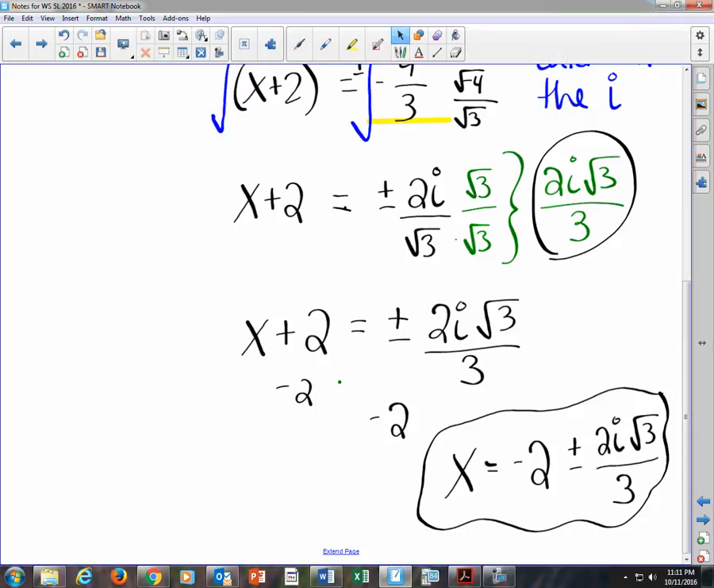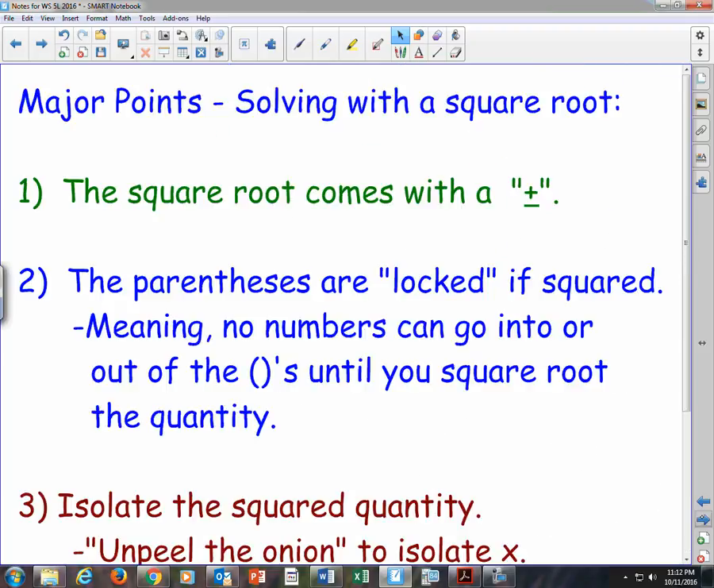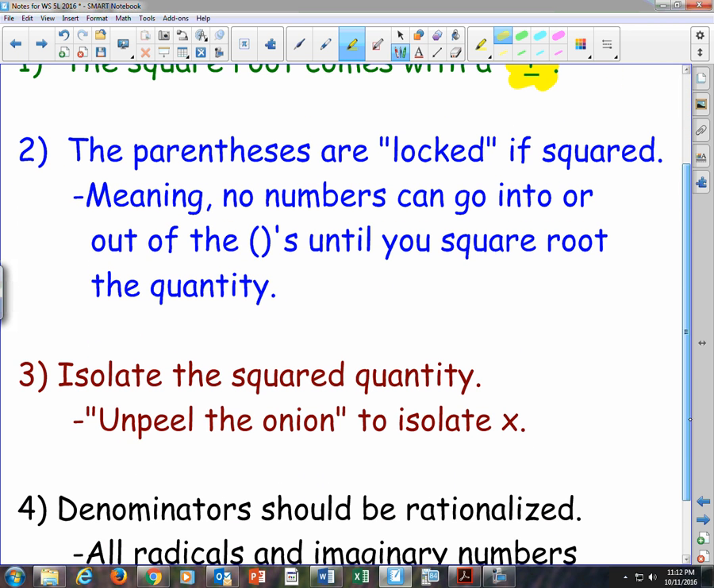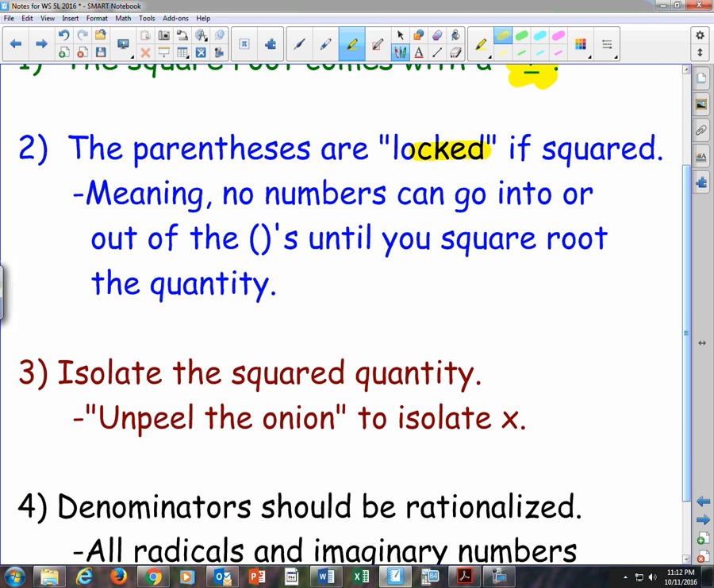Go slow. Remember things like rationalizing and imaginary numbers. Here are some major points. Number 1, the square root comes with a plus or minus. As you can see, it's easy to forget that. Number 2, the parentheses are locked if they are squared. So no numbers can go into or out of the parentheses until you square root the quantity.